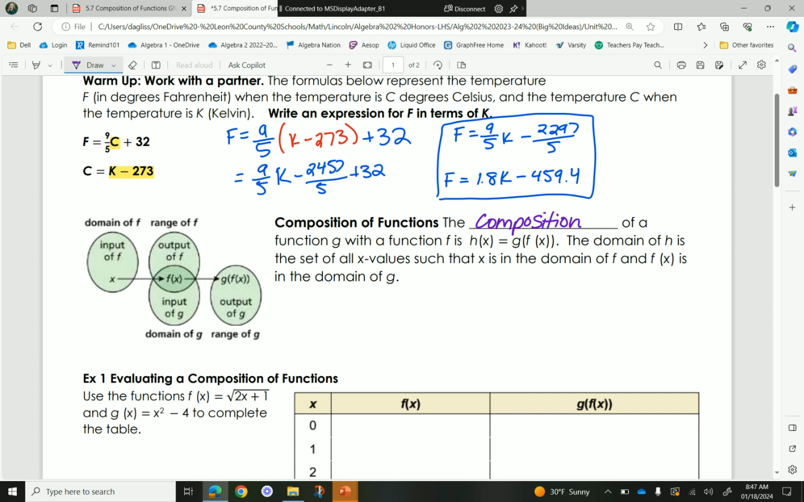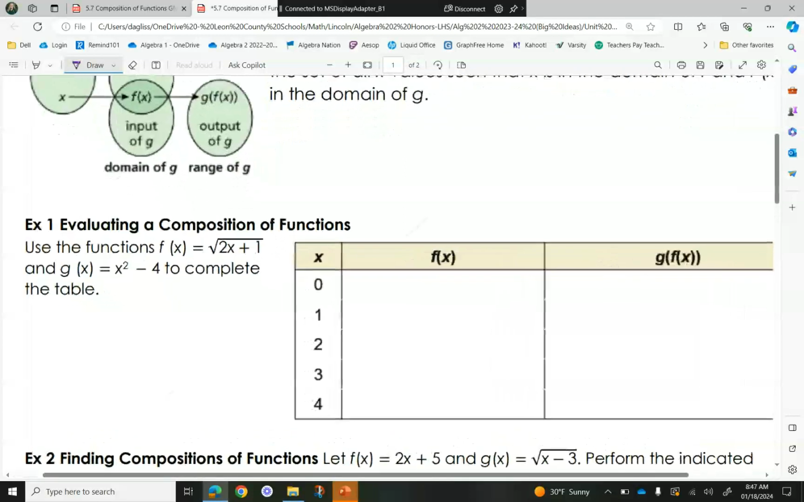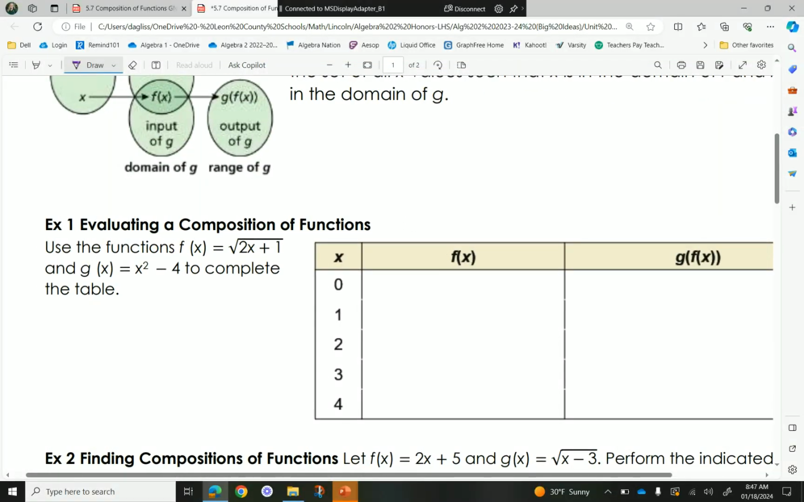Our first example, I'm going to show it to you as a table on how to evaluate compositions. Okay, so we have two functions. We have f of x equals the square root of 2x plus 1, and we have g of x equals x squared minus 4. Okay, what we're going to do is we are evaluating. So if I had asked you, and I'm going to show you how to read this out loud, g of f of 0. Okay, the table's going to help me do this. Okay, this is the evaluation of a composition we're going to do. Or if I wanted g of f of 4.